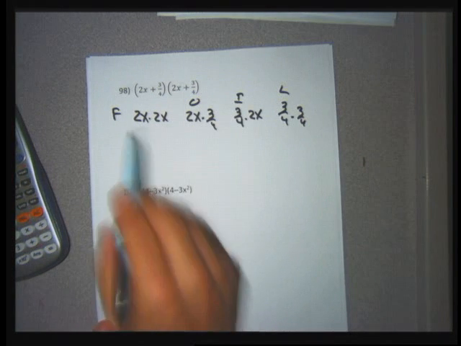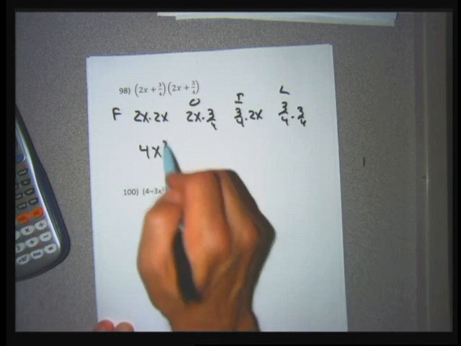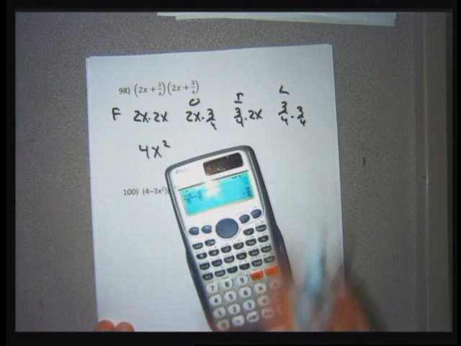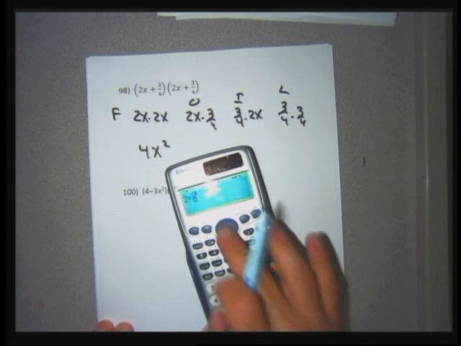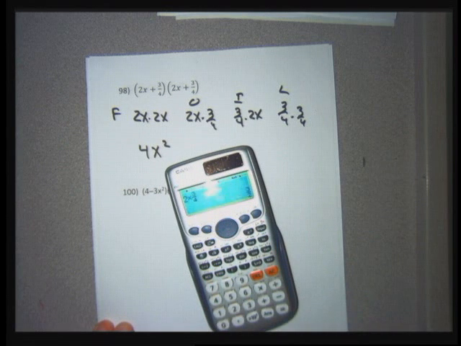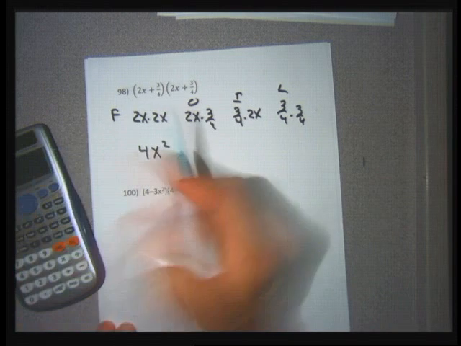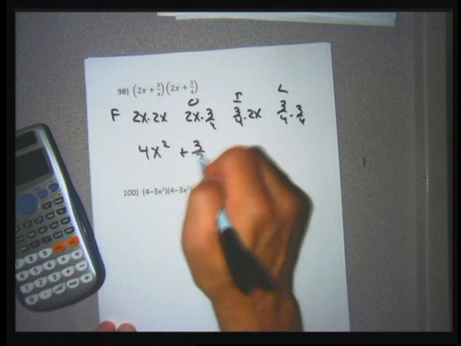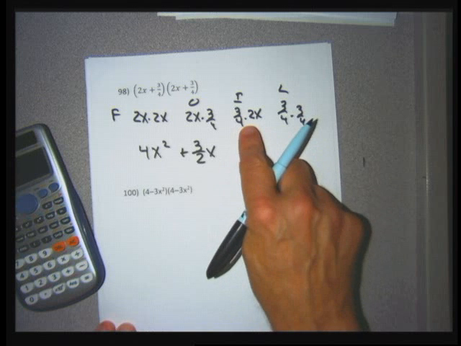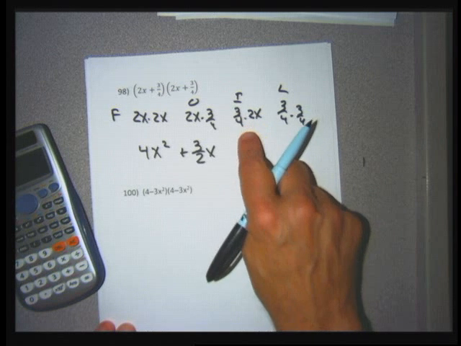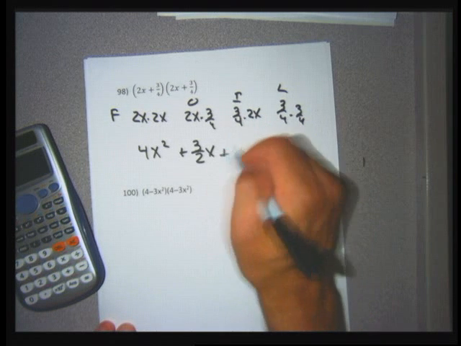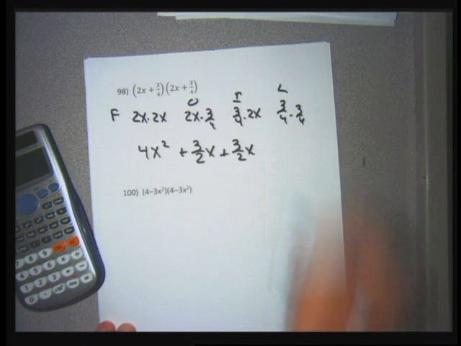Firsts are easy enough. 2x times 2x is 4x squared. To do the outers, I need to multiply 2 times 3/4. This will come out to 3/2. So I'm going to write plus 3/2 x for this. And this one's the same. It's 2 times 3/4 or 3/4 times 2. So I'm going to get another plus 3/2 x.